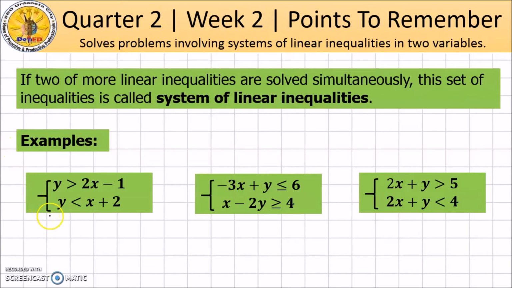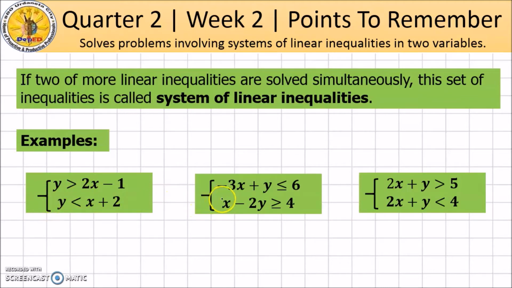The first example, we have y is greater than 2x minus 1 and y is less than x plus 2. If we observe, we have two linear inequalities here. Now, we call these systems of linear inequalities because we have this symbol to denote that they are a system. And this is a brace symbol.